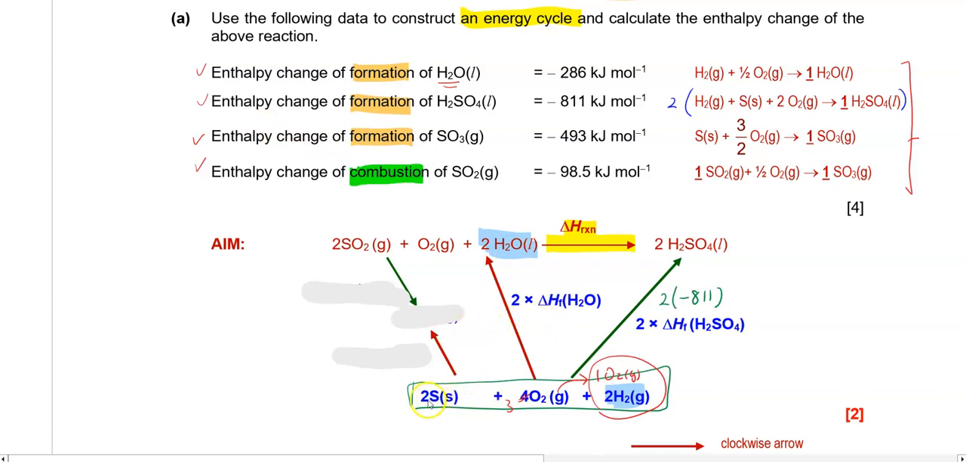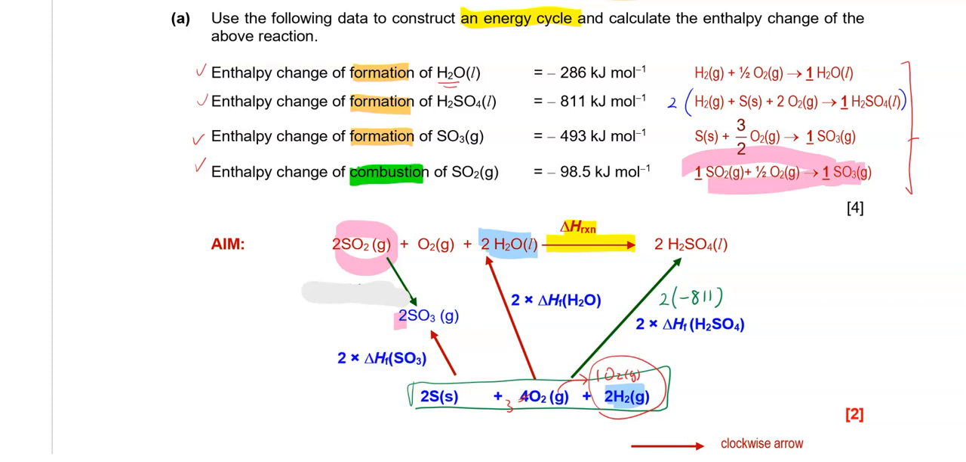And then the remaining 2 sulfur and 3 oxygen gas, if you take a look at the equation, you have to form SO3. Why can't I form SO2 directly? Because in this entire equation, you do not see any reaction that forms sulfur dioxide from the elements. There's no formation of SO2. So I form SO3 first, and because 2 moles of SO3 are being formed, I need to times 2 to this entire equation, and therefore it's 2 times delta HF of SO3.